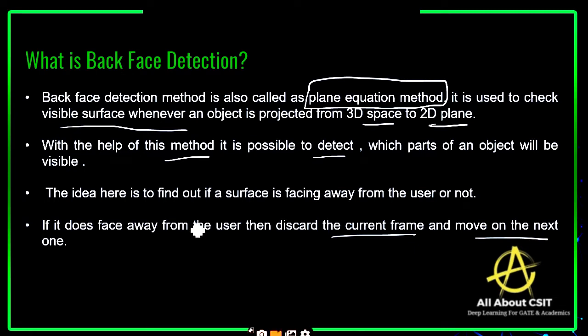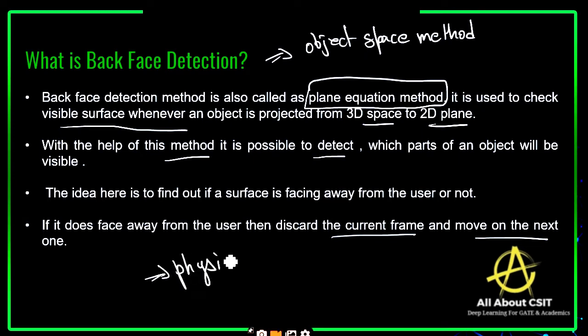This backface detection is also called an object space method. Why do we call it an object space method? Because it is implemented in the physical coordinate system. That is the one point you have to remember. Backface detection tries to capture the backface of an object which is not visible; that has to be detected and removed. We have to clip that part.